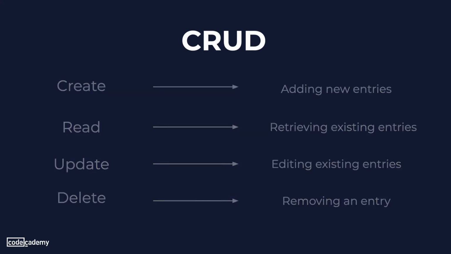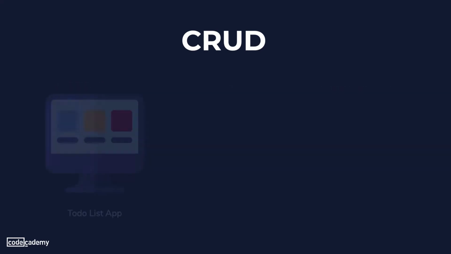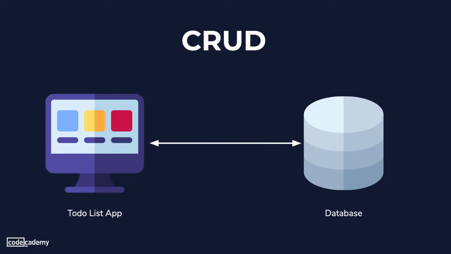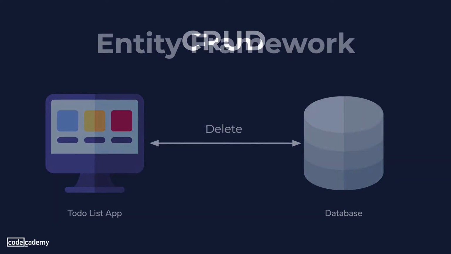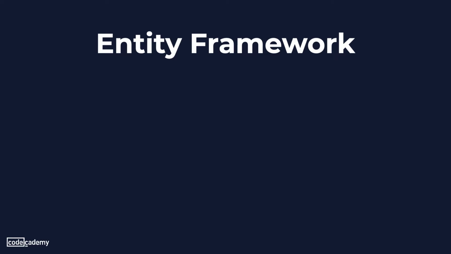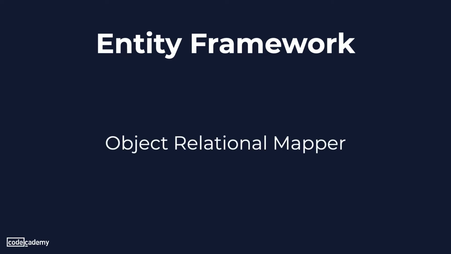So let's say we've created a to-do list app and we're storing each to-do item in a database. By implementing the 4 major functionalities into our app, we'll be able to create, read, update, and delete any to-do. So now let's go over the entity framework. The entity framework is what we call an ORM, or an object relational mapper. With the entity framework, we'll be able to work with data using objects and focus less on the underlying database tables where the data is stored.